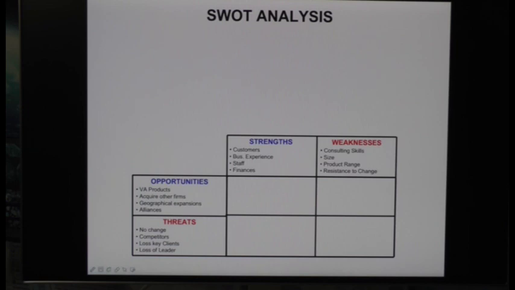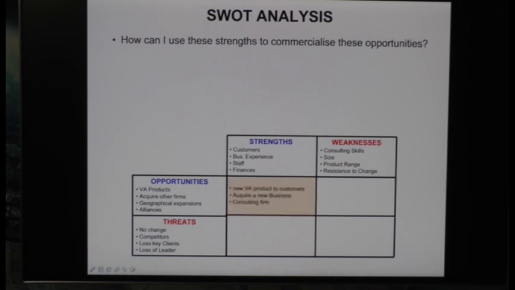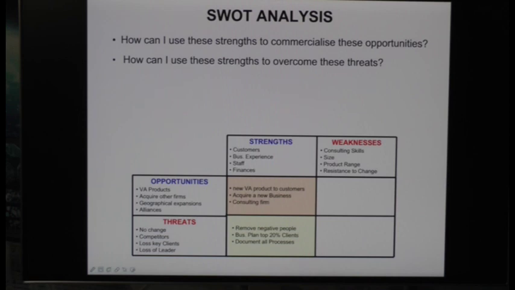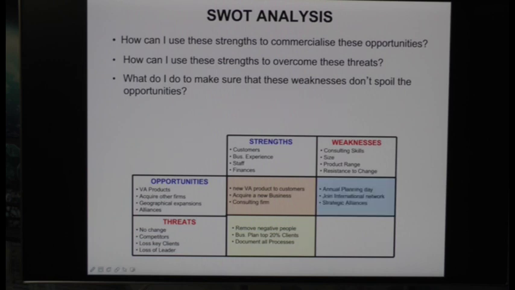And the reason for this is because we want to draw up action plans straight away, and that's by answering these 4 questions. How can I use these strengths to commercialize these opportunities? Those answers fit in the top left box internally. How can I use these strengths to overcome the threats? That sits under that box on the left hand side. What do I do to make sure that these weaknesses don't spoil the opportunities? That's the box on the right hand side. And then what if the weaknesses combine with the threats, and what corrective action is needed?